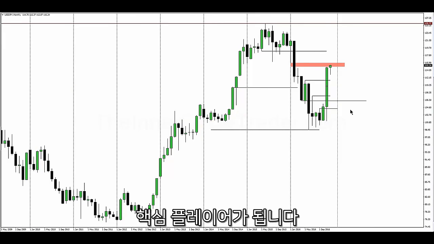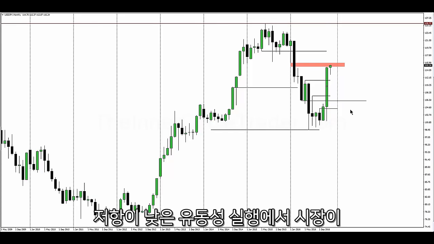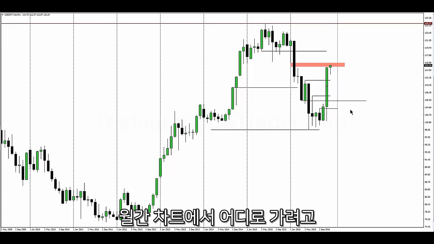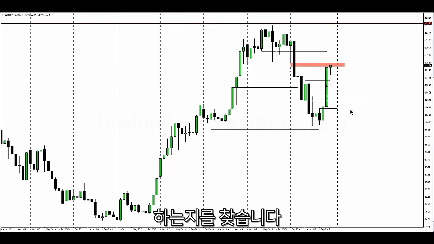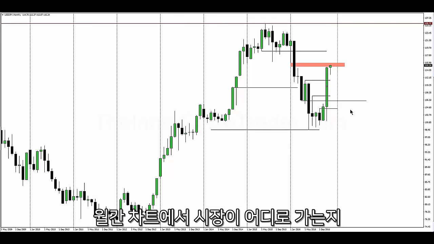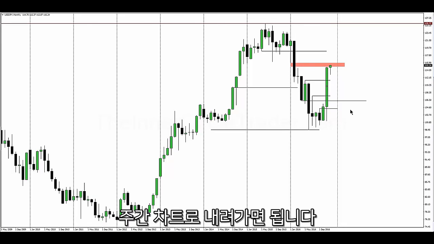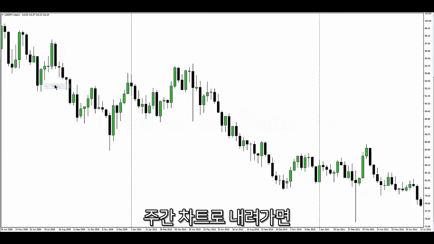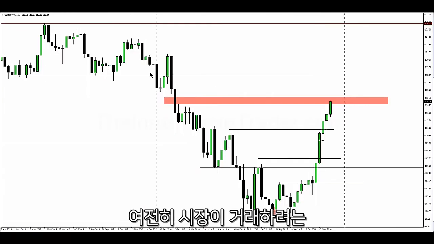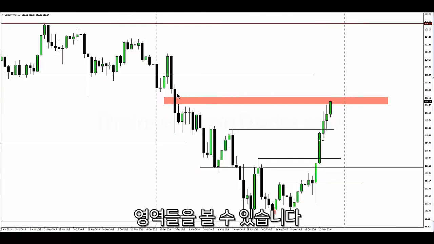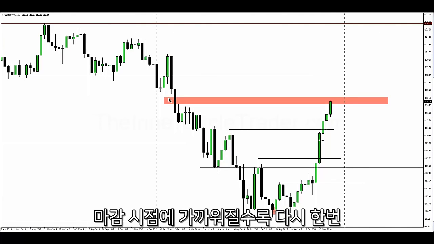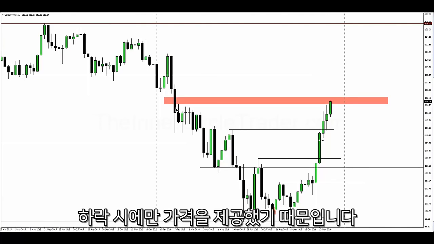So the monthly chart being the key player in your trades on framing low resistance liquidity runs, where's the marketplace seeking to go on the monthly chart? If you can't ascertain where the market's going on a monthly, you just simply drop down into a weekly chart. And by dropping down into a weekly, you can still see these areas at which the market should be inclined to trade up into, because again, it only offered price on the downside.